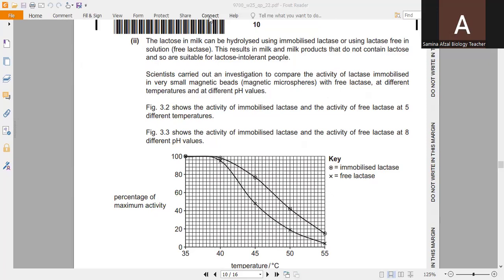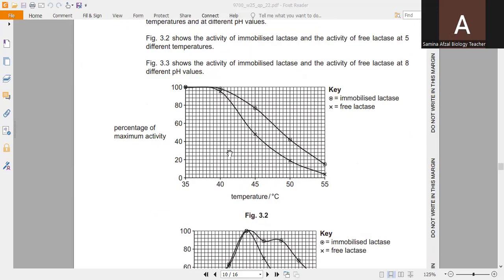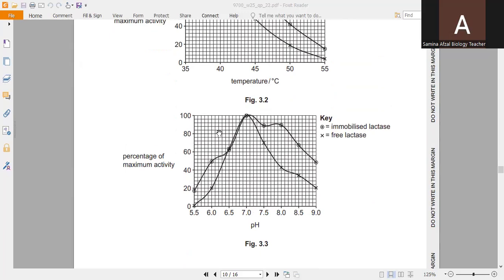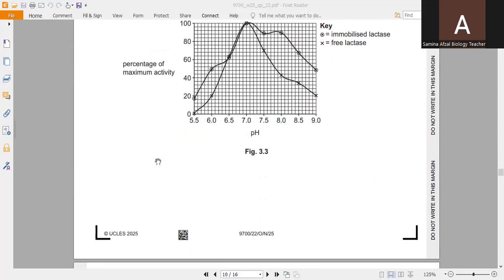So you can see the graph of percentage of maximum activity at different temperatures. The immobilized lactase curve is on the right side and on the left side the free lactase curve can be seen. And in figure 3.3 you can see the different pH values, the percentage of maximum activity of immobilized lactase and free lactase.